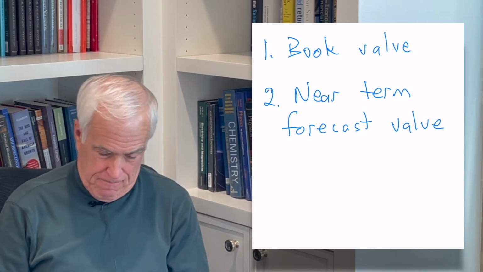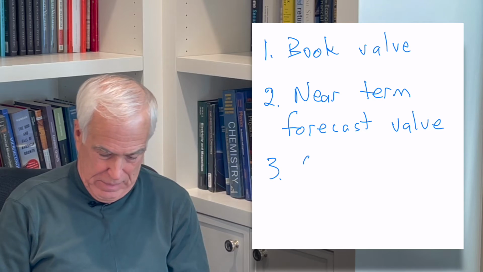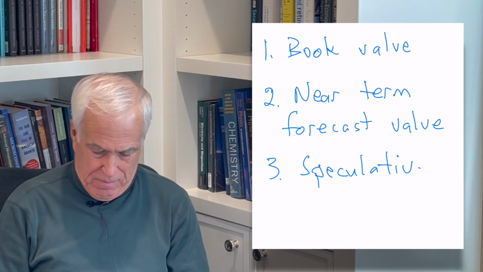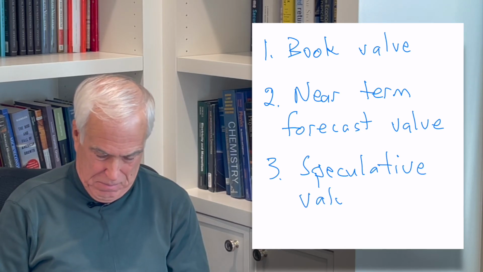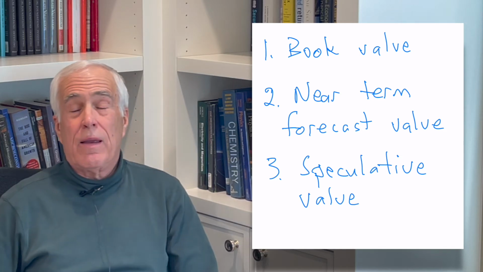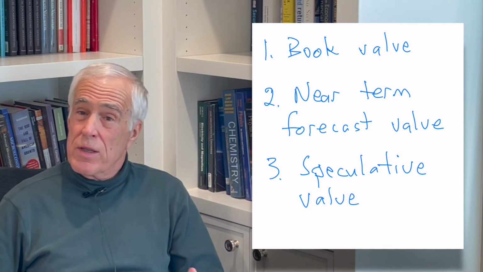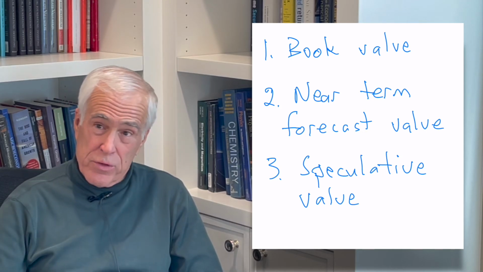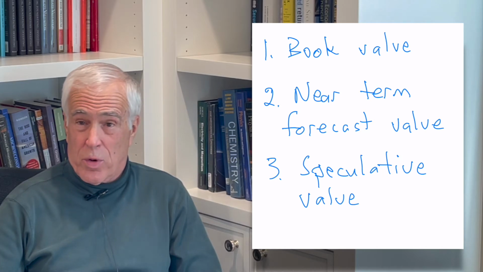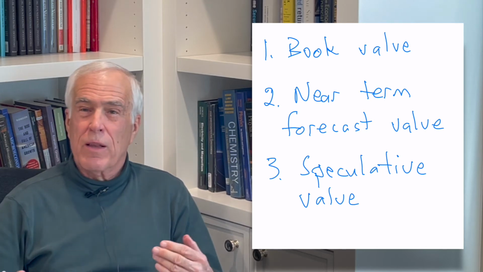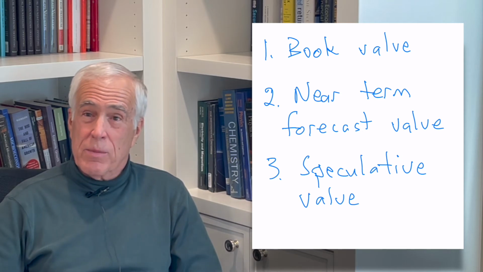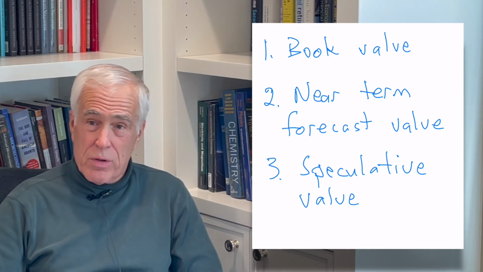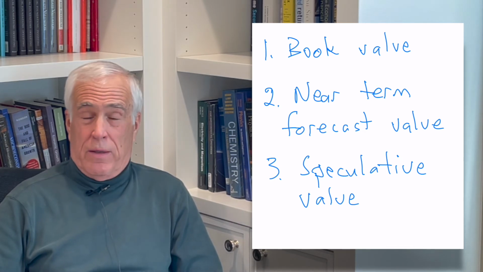Then the third thing, we call it the speculative value. And it's actually a residual. It's the difference between the current market capitalization of the company and the first two items, the book value and the near-term forecast value. It'll become clear how this works in a minute when we look at some examples. But those are the three parts: the book value, the near-term forecast value, and the speculative value.